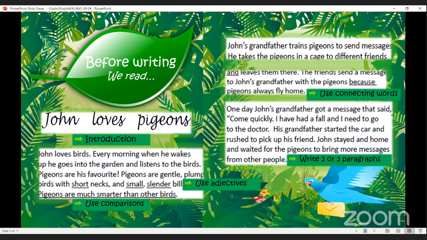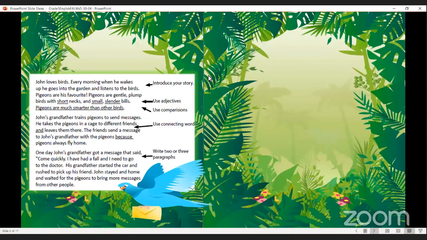So we are going to write at least 2 to 3 paragraphs. Okay. Now, if you look at the story that I've condensed here, and I've made it a little bit smaller, I've pointed out all the things that you should have in your story. Your introduction, your adjectives, your comparisons, your connecting words, your paragraphs. Okay?